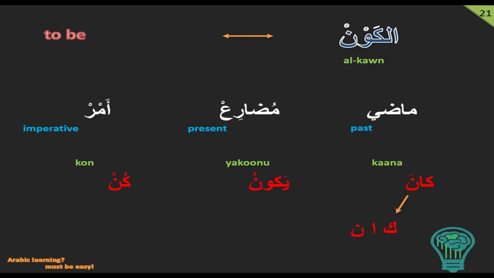Now on this slide we have the verb of the first kind, al-kawn, which means to be. This verb in madi is called kana, in mudari' yakunu, and finally in amr, kun. We notice the verb in madi consists of 3 letters, namely kaf, alif, and noon, kana. Let's continue.